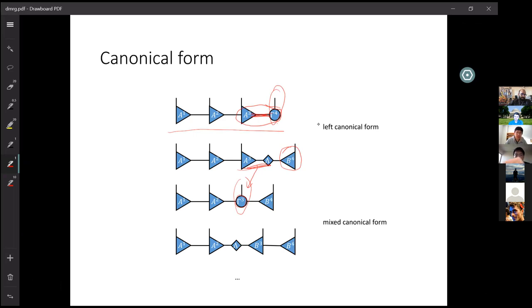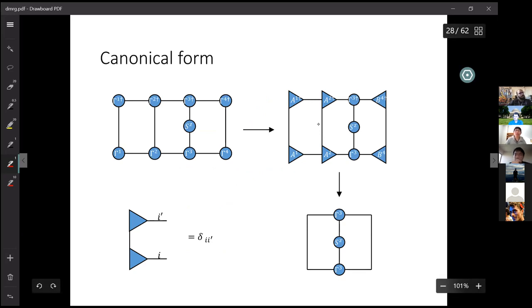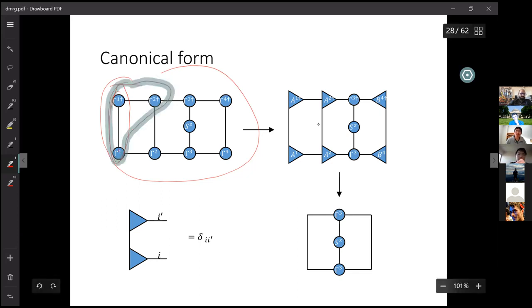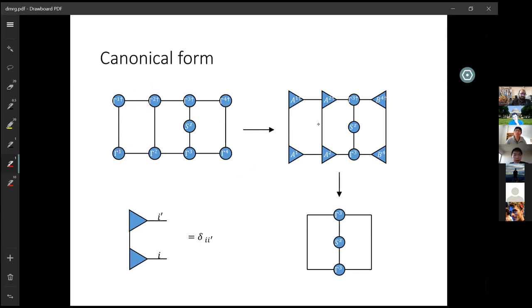The reason we define this canonical form is because, of course, it's very useful. So for example, let's compare. Previously we talked about how to extract local observables, expectation values, right? To do this contraction, we need to do it site by site, right? We need to first contract these two tensors and then contract this big tensor with the tensor next to it, and go on. So when a system is very large, it can take a very long time to do so.